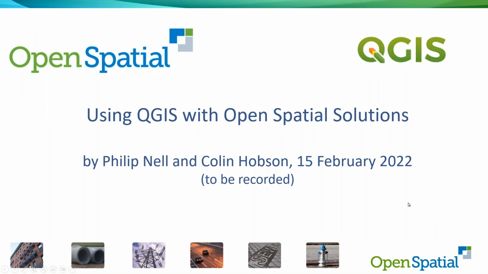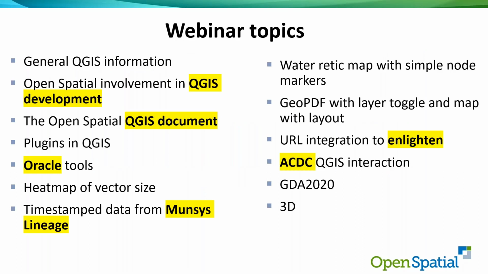If you're not familiar with Open Spatial, we have a strong focus on water utilities, sewer, storm, telecom, and electrical, and have customers in the US, where we've been since 2004, and Australia, where we've been since the year 2000. So that's kind of where we're at. And this is assuming you already know how our products work.